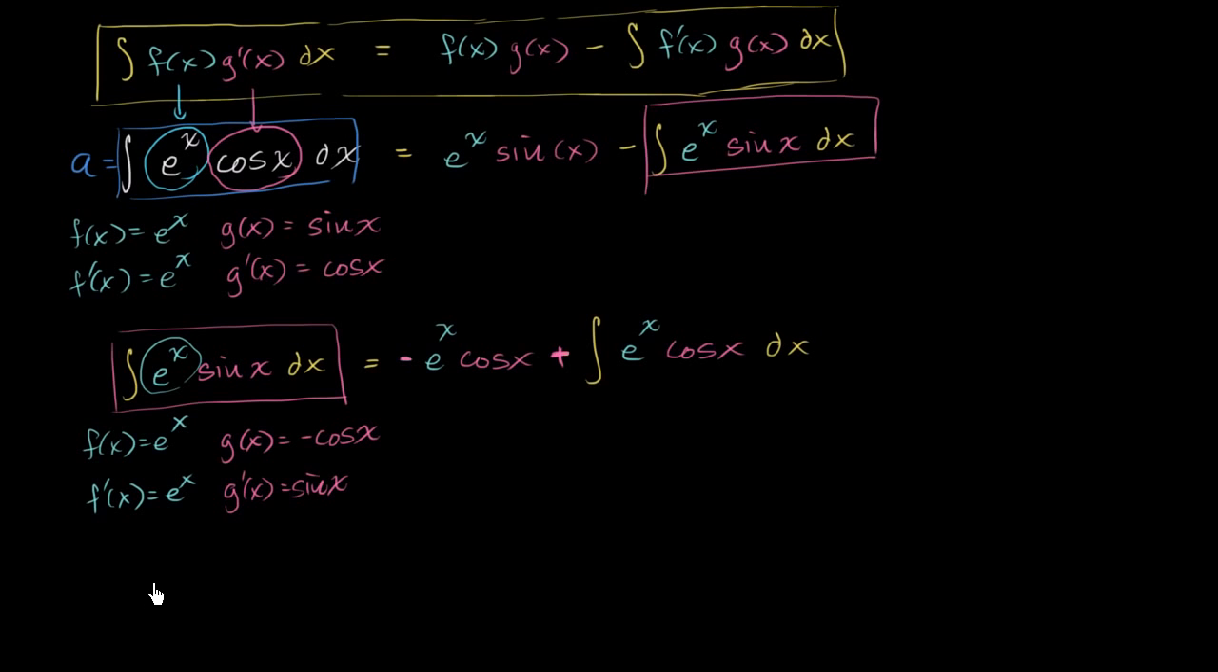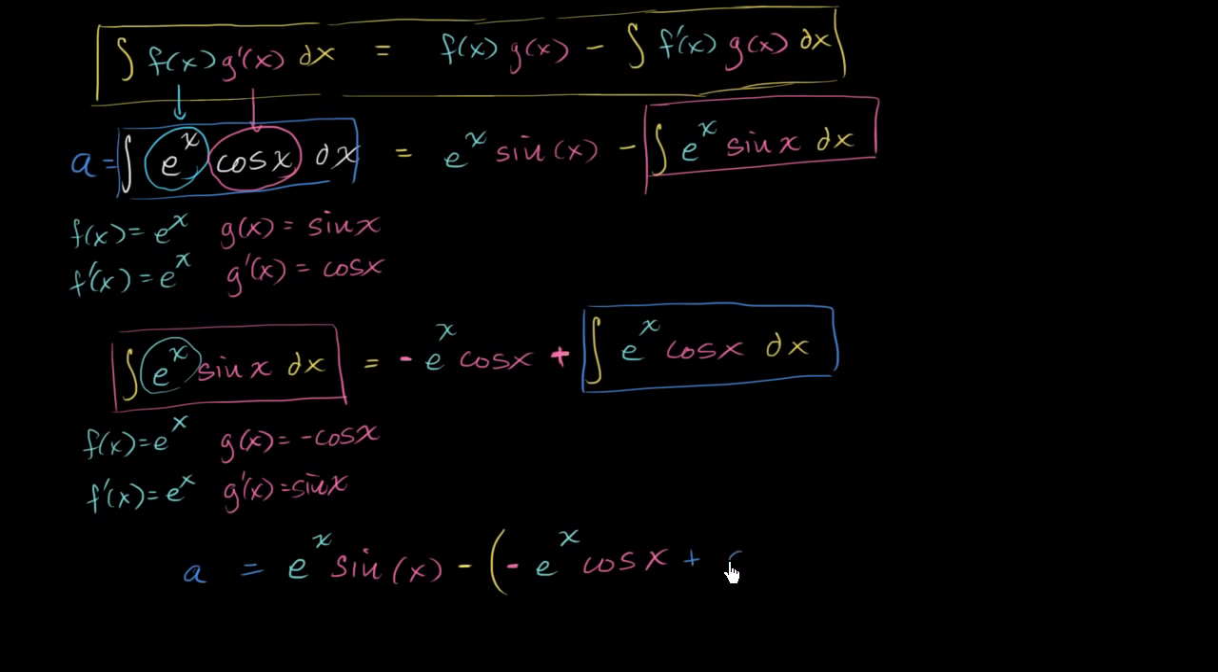So now we can say that a is equal to this business, which is equal to e to the x sine of x, now I want to do that same pink color, sine of x, and I'm just using a to simplify the notation a little bit, e to the x sine of x minus this business, which we just figured out was negative e to the x cosine of x. So negative e to the x cosine of x. And then this right over here is our a again. A was defined as the antiderivative of e to the x cosine of x. So this right over here is our a again. So we could put a plus a, just like that.